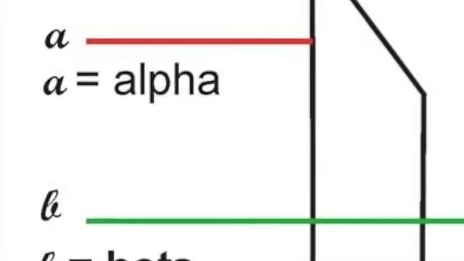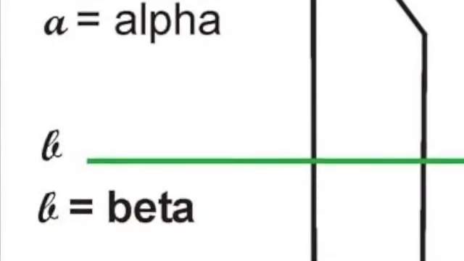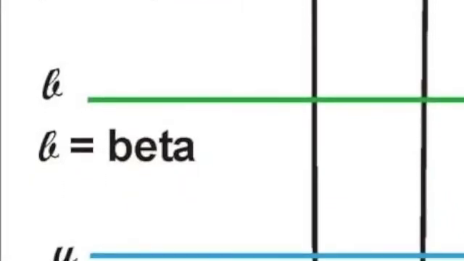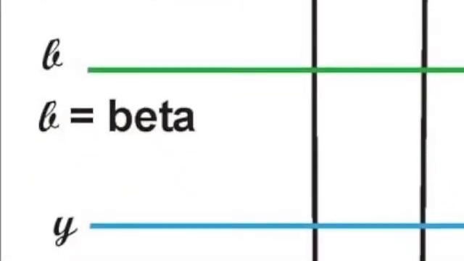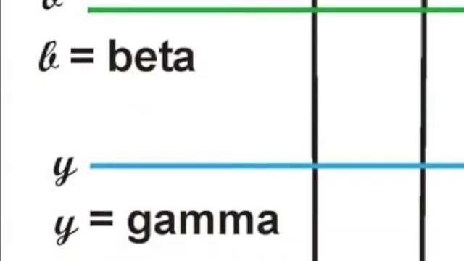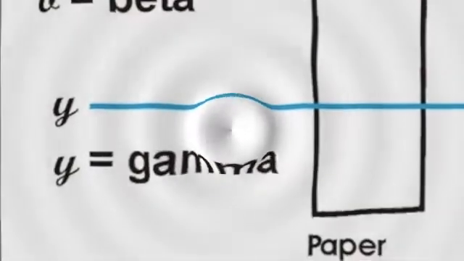Beta decay releases an electron or a positron. It is a little stronger than alpha decay, but is stopped by a piece of aluminum foil. Lastly is gamma decay. It does not release a specific particle, but rather the movement of protons and neutrons within the nucleus releases energy in the form of gamma rays.